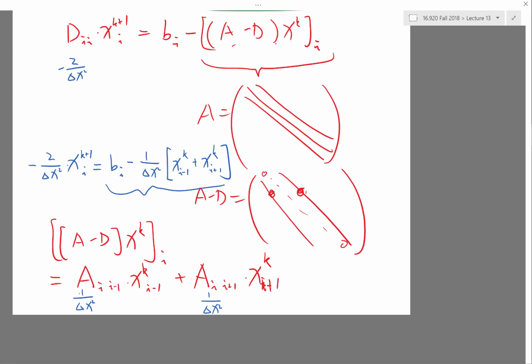All right, does it make sense? Any questions on this particular way of implementing the Poisson's equation? Yes? Stability criteria or convergence criteria for this?